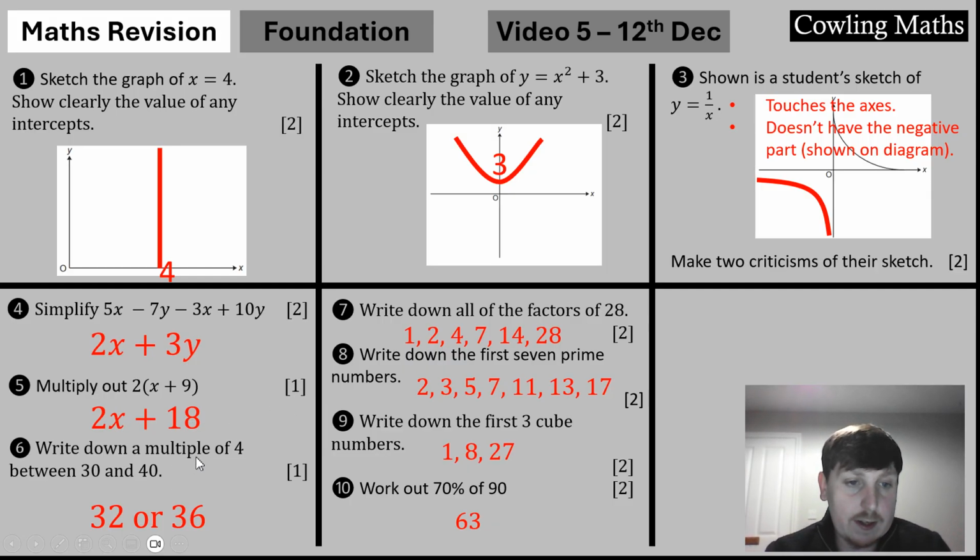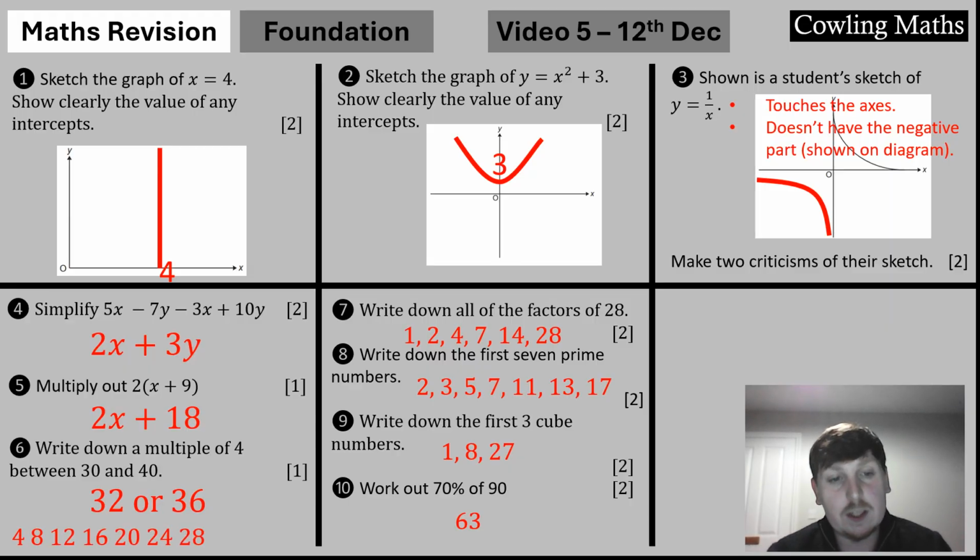Question 6 says to write down a multiple of 4 between 30 and 40. So multiples of 4 are your 4 times tables. If I list all the 4 times tables quickly, so 4, 8, 12, 16, 20, 24, 28, 32, 36, 40, so that's up to 10. And we need to pick any of them between 30 and 40. So you can have either 32 or 36. Any of those is fine, and that's just a 1-mark question.